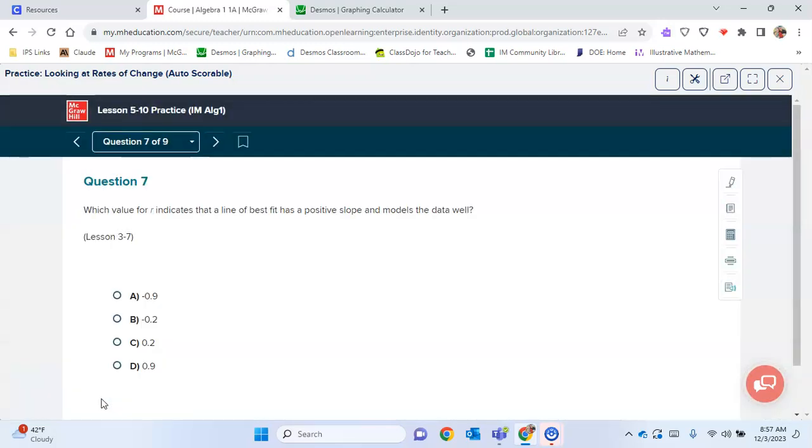Question 7. Which value for R indicates that a line of best fit has a positive slope and models the data well? Well, if R equals 0, it does not model the data well. If R equals 1 or negative 1, it models the data well. If it has a positive slope, it's 1. If it's negative slope, it's negative 1. So it has to be positive, so the answer has to be C or D, and the number that's closer to 1 is 0.9.